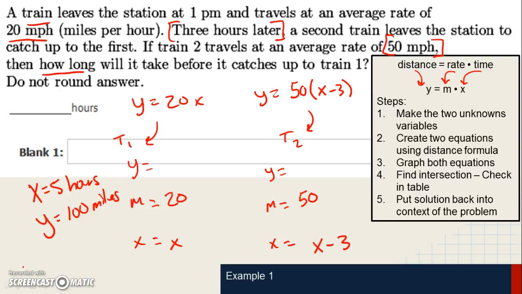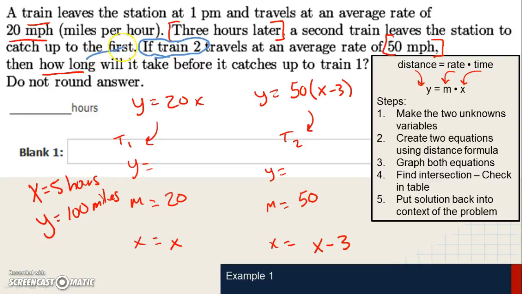Now we get to the really fun part. We get to reread the question to figure out exactly what they're asking us. If train 2 travels at an average rate of 50 miles an hour, then how long will it take before it catches up to train 1? So which train are we talking about? We are obviously talking about train 2's time. How long is train 2 traveling before it catches train 1?